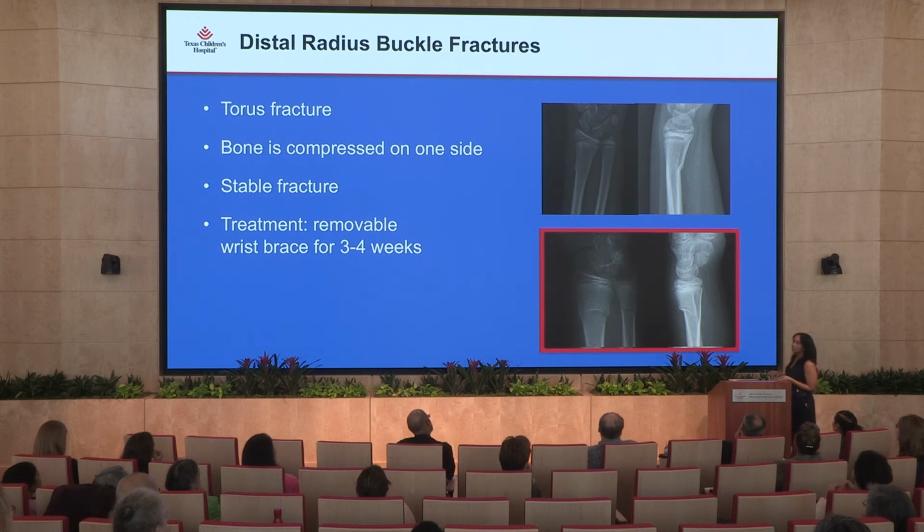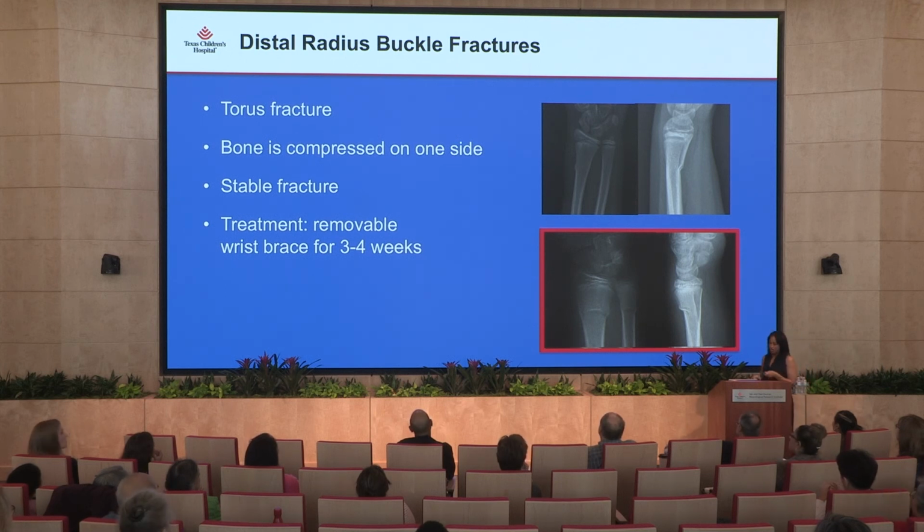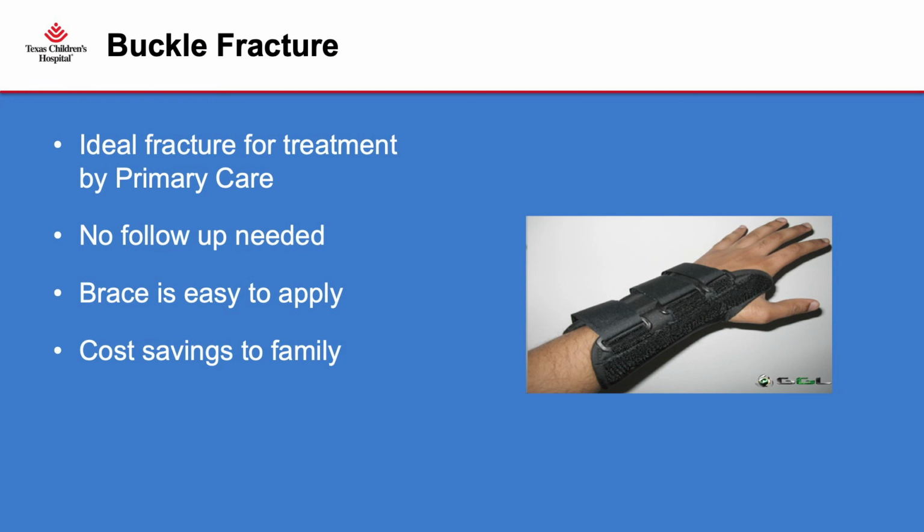These are inherently stable injuries. They're not going to move, and treatment is going to be a removable wrist brace for 3 or 4 weeks. Many studies have shown that these don't need any follow-up x-rays, do not need a follow-up evaluation. We tell the families to remove the brace when they're pain-free, usually in 3 to 4 weeks. The only thing is you need to be able to stock appropriate sizes for the pediatric population.